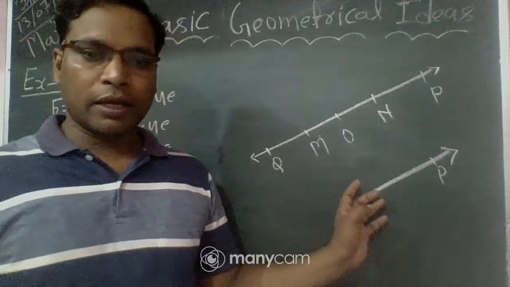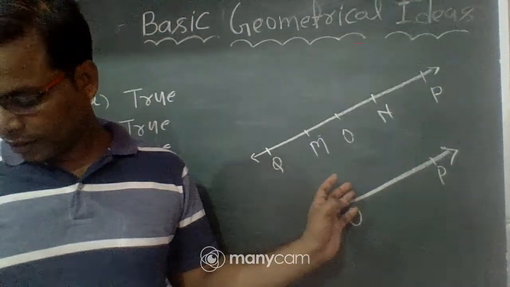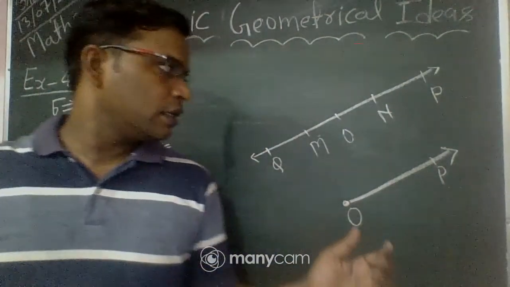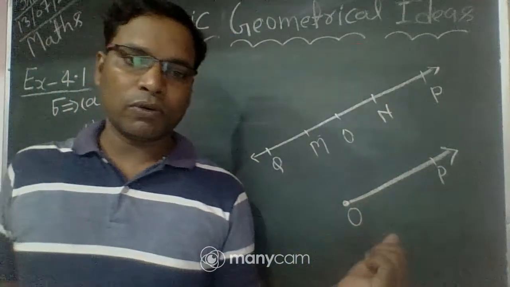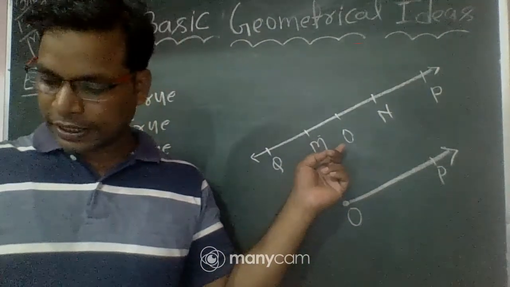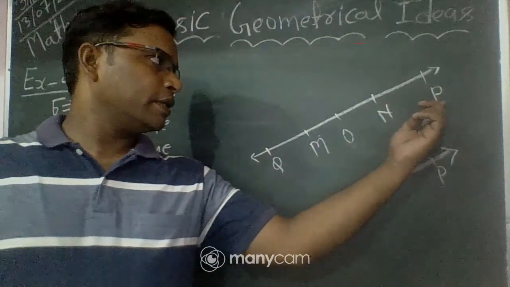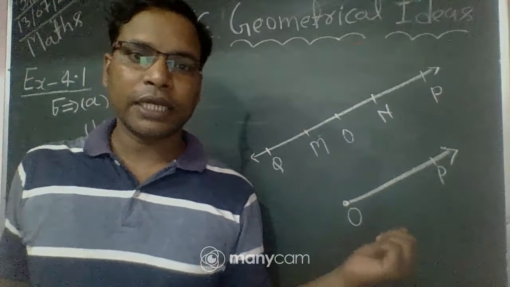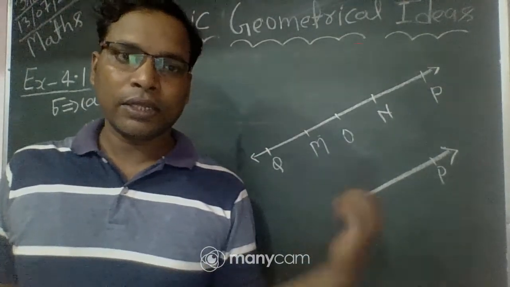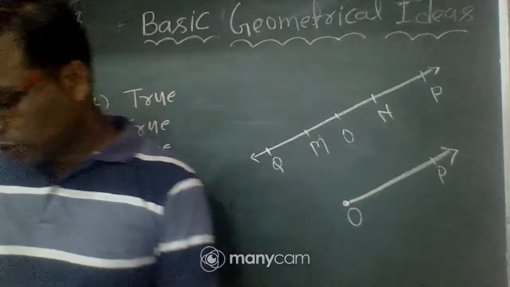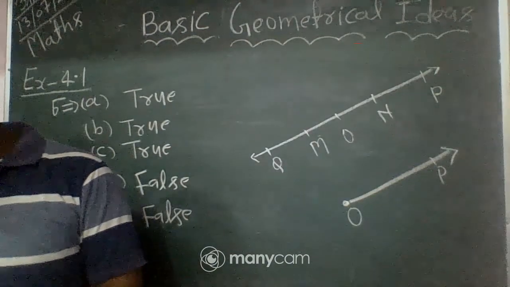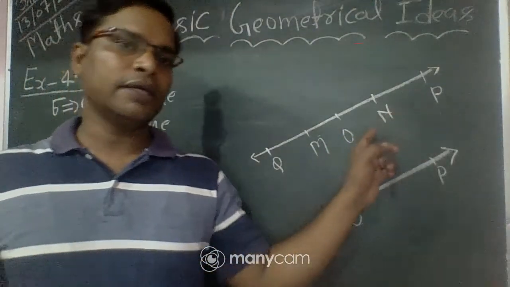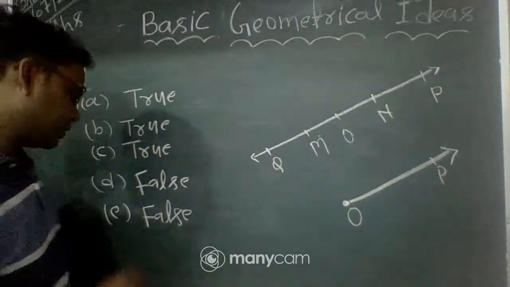Okay. So the question is that M is a point of ray OP. So you can see here OP from here to here, and M is the outer point. It does not lie on the ray OP. Okay. So is the given statement true or false? Tell me. This is false because M does not lie between O and P. So this is a false statement.